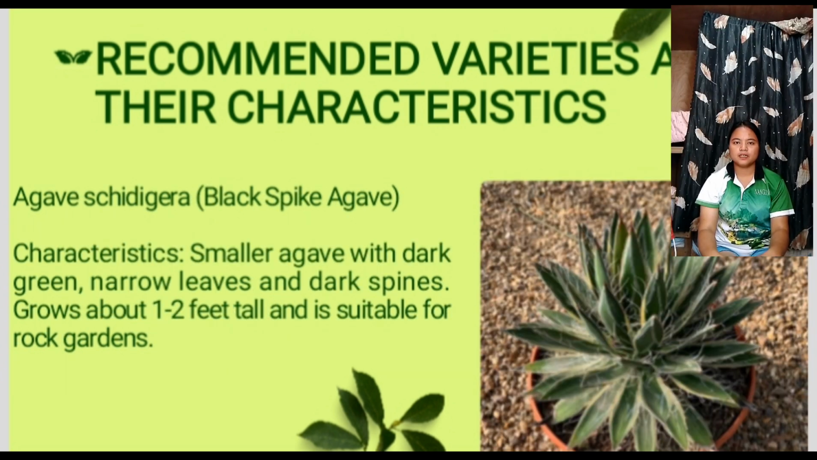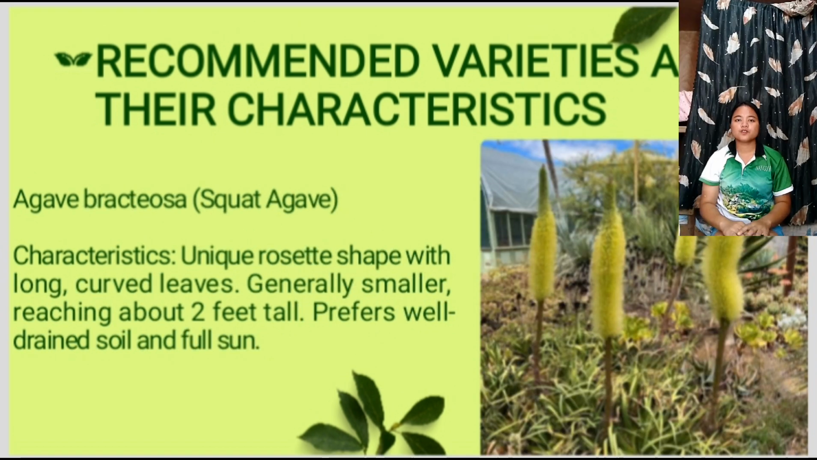So Agave scabra, their characteristic is smaller agave with dark green, narrow leaves and dark spines, grows about 1 to 2 feet tall and it is suitable for rock gardens. So for Agave bracteosa, their characteristic is unique rosette shape with long curved leaves, generally smaller, reaching about 2 feet tall. It prefers well-drained soil and also full sun.